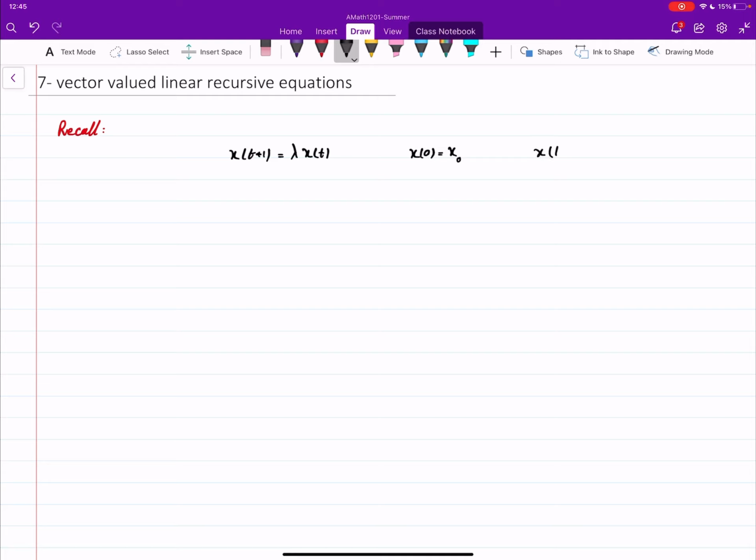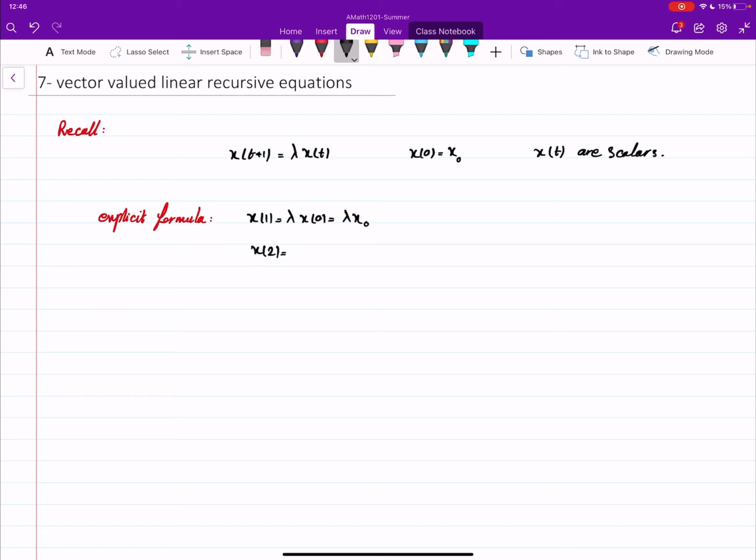And what we know is that xt is just a scalar, so it's a number. It's a number which depends on t as t changes. It's a function of t. Then we learned that we can turn this recursion formula into an explicit formula by knowing that x at 1, just using the equation there, will be lambda times x at 0, which is lambda times x0.